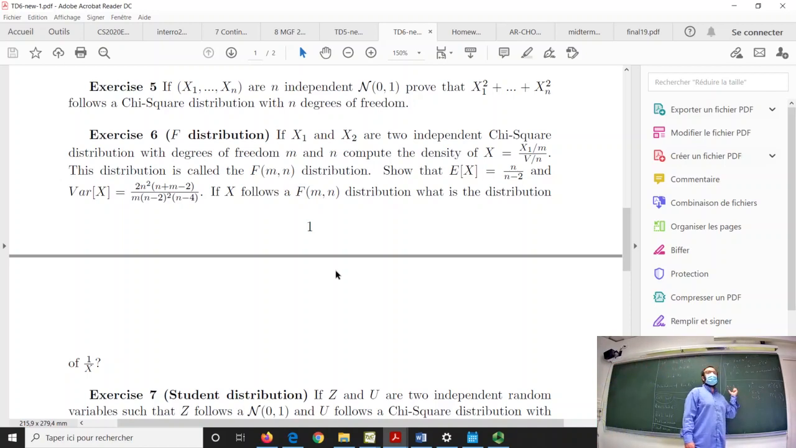So I have initialized my induction. Now we are going to suppose that it's true for n, and see what happens for n plus 1. My induction hypothesis is just that x1 square plus until xn square follows a chi-square of parameter n. And I know that a chi-square of parameter n is just gamma n over 2, 1/2.